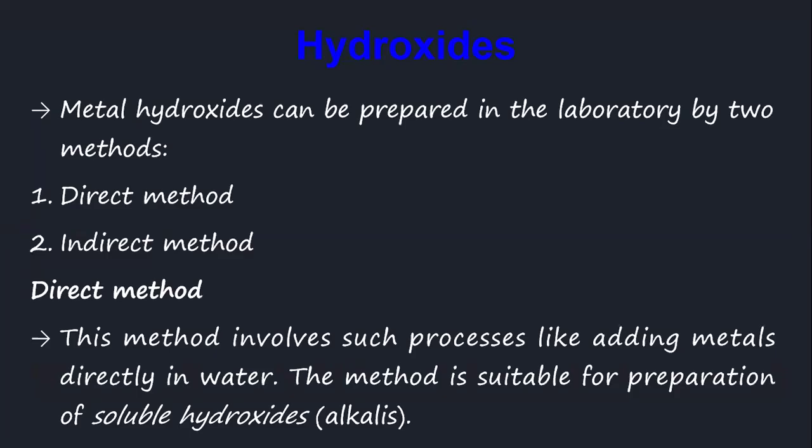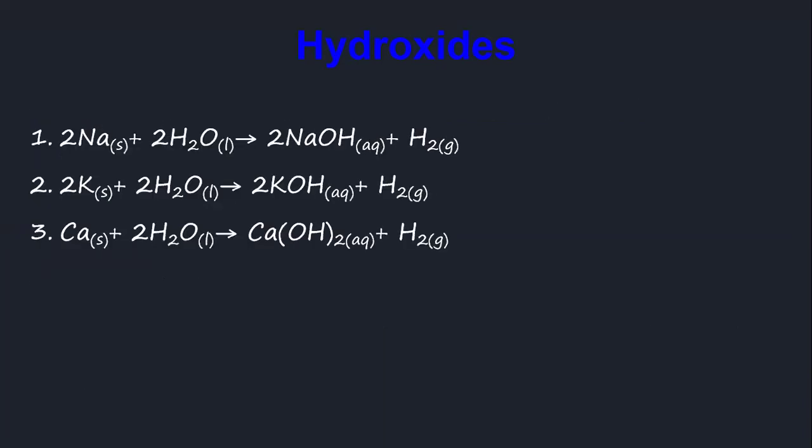Is that clear? Now, metal hydroxides can be prepared in the laboratory by two methods, mainly the direct method and the indirect method. Starting with the direct method, it involves adding metals directly to water. The method is suitable for the preparation of the soluble hydroxides, which are the alkalis. As you can see here, sodium plus water gives sodium hydroxide plus hydrogen gas, potassium plus water gives potassium hydroxide plus hydrogen gas, calcium plus water gives calcium hydroxide plus hydrogen gas. So that's the main idea of the direct method, whereby a metal is reacted with water.